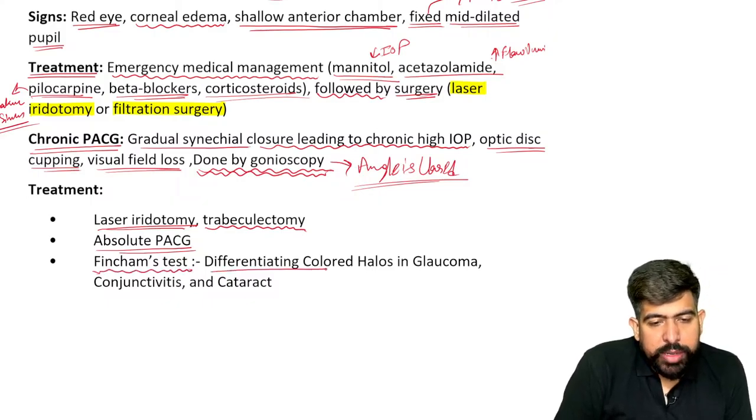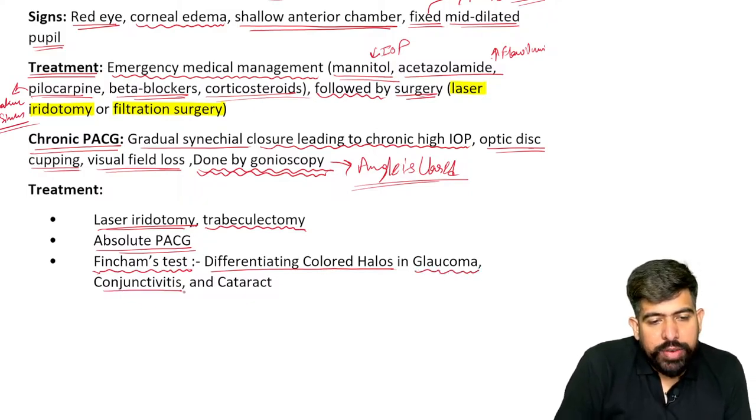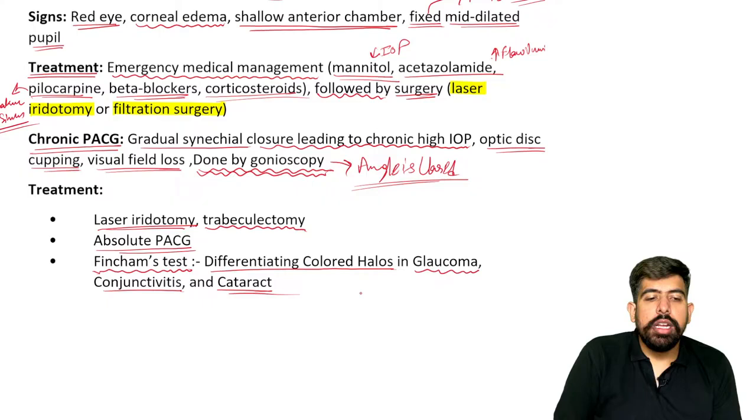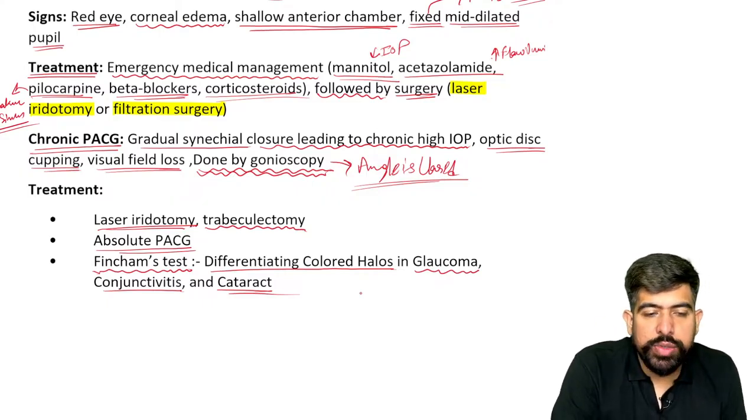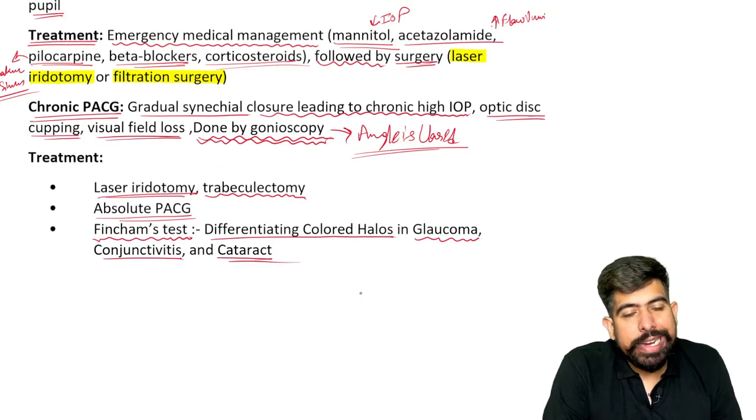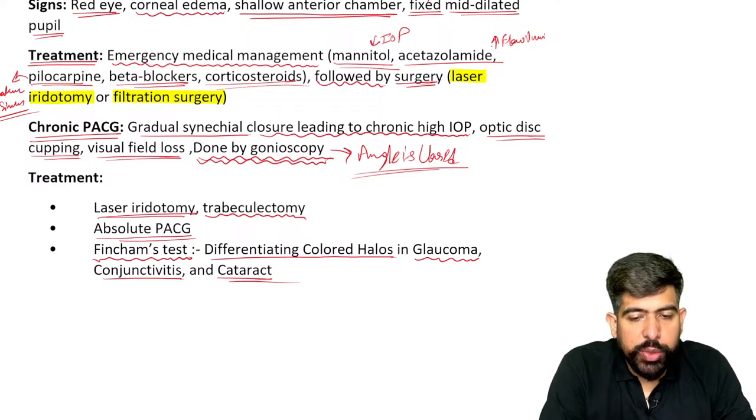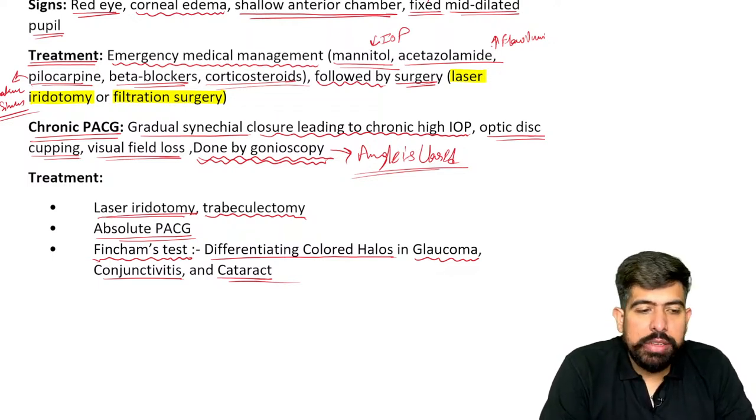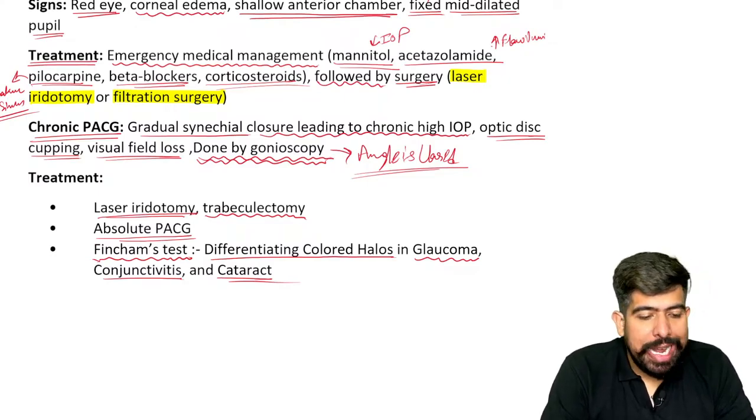For differentiating between the color halos in glaucoma, conjunctivitis and cataracts, we can use the Fridman test. The color halos coming from here are due to glaucoma, conjunctivitis, or cataract. So here we finish the two important diseases, cataract and glaucoma, because they are always coming into your exams.